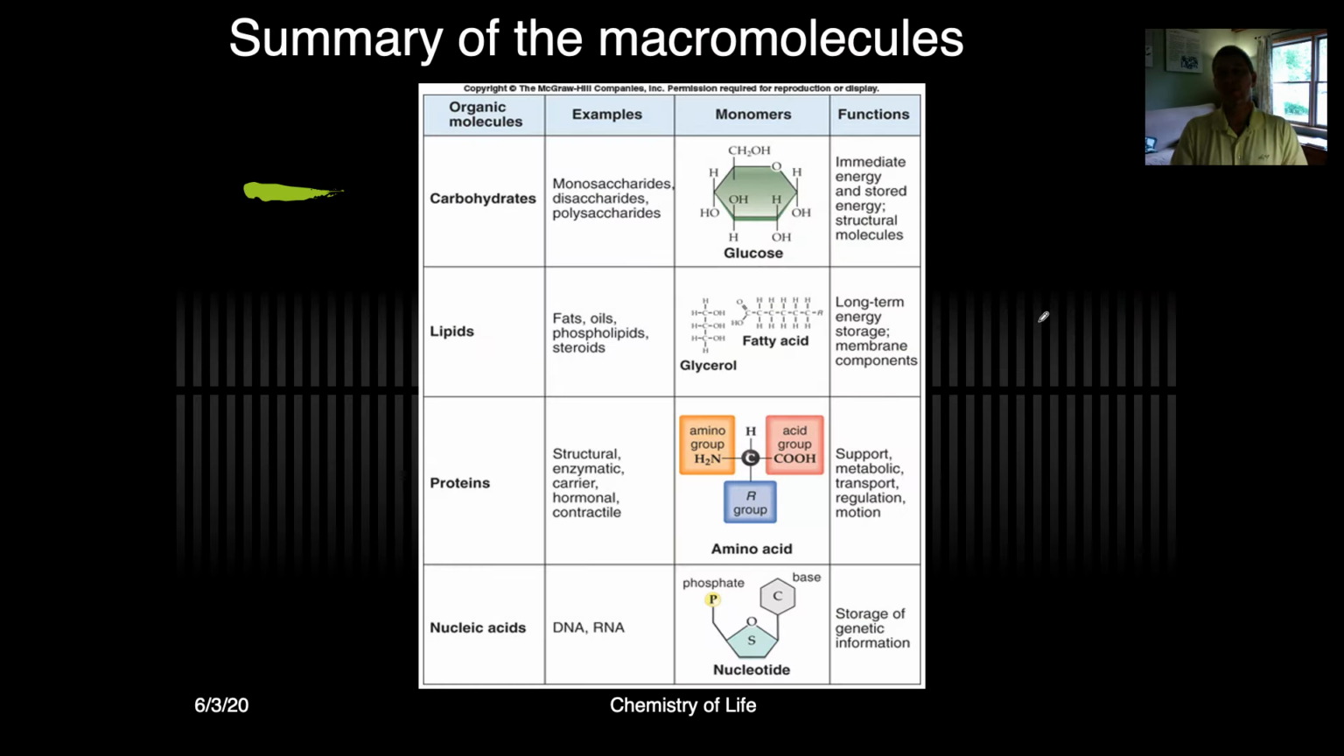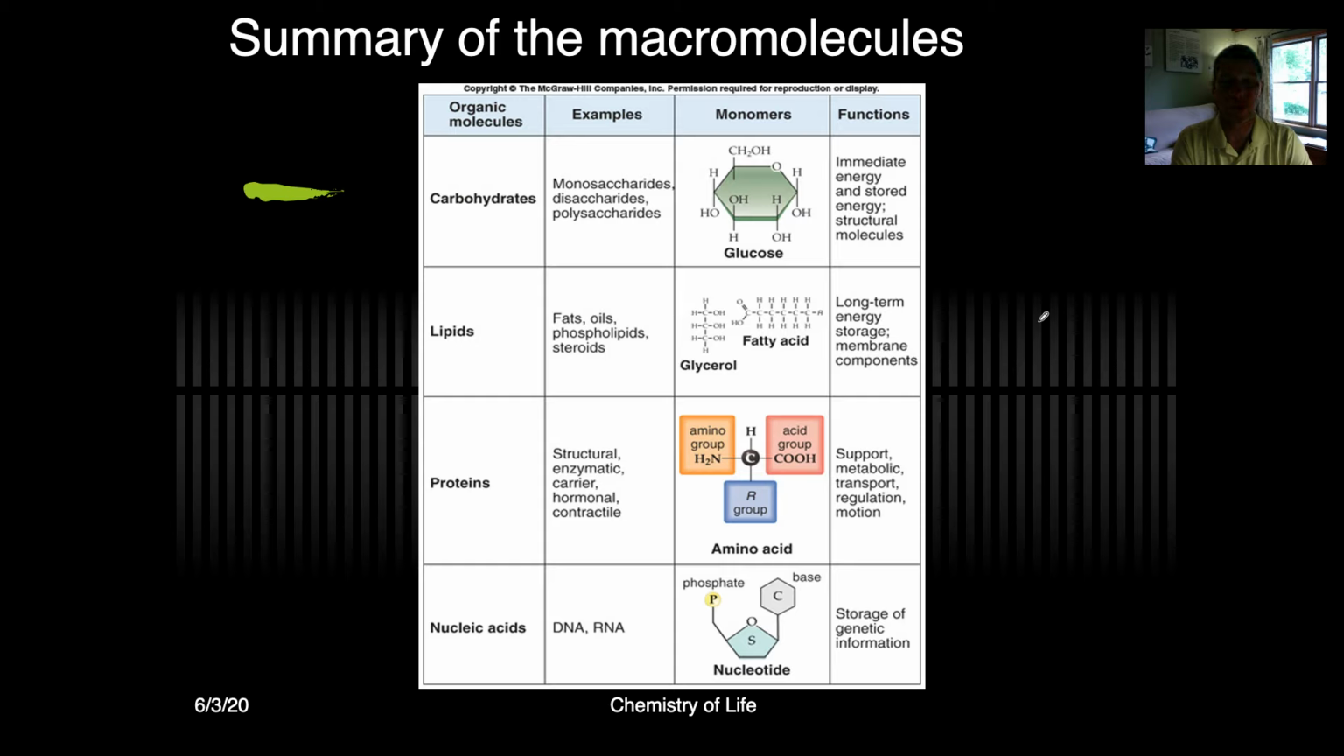Okay, so this slide summarizes really what you need to know about the 4 major biological molecules. Notice you've got carbohydrates, lipids, proteins, and nucleic acids here. Examples of each: for the carbohydrates, there's monosaccharides, disaccharides, and polysaccharides. For the lipids, we've got the fats, the oils, the phospholipids, and steroids. For proteins, I didn't give you a specific example, but rather more of their uses: structural, enzymatic, carrier, hormonal, and contractile. And nucleic acids are DNA and RNA nucleotides.